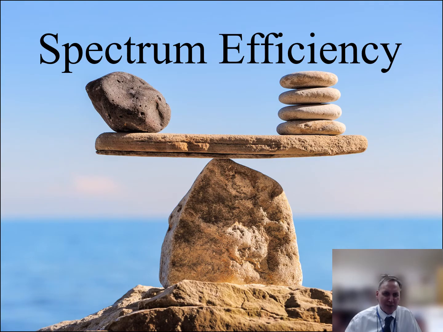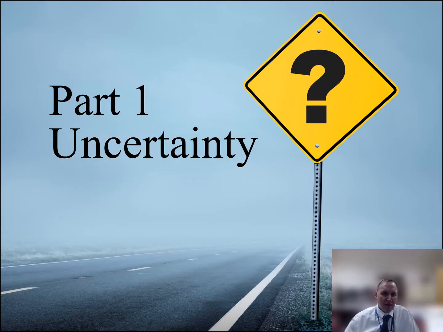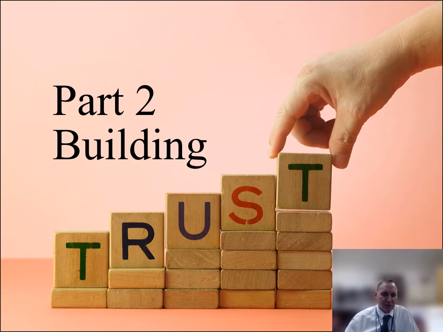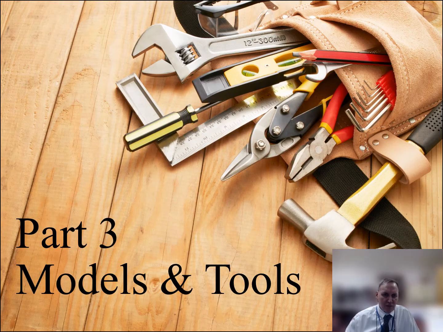Spectrum studies are a balancing act. We try to encourage the use of the federal spectrum, minimizing harmful interference, while not underutilizing the band. For the rest of the video, we'll discuss important topics to take into consideration when performing feasibility studies. First, we will cover how we try to quantify and reduce uncertainty in a feasibility study. Second, we will discuss some of the processes that we use to try to build trust among stakeholders that are participating in a feasibility study. Third, we will discuss some of the models and tools that we use in a feasibility study.